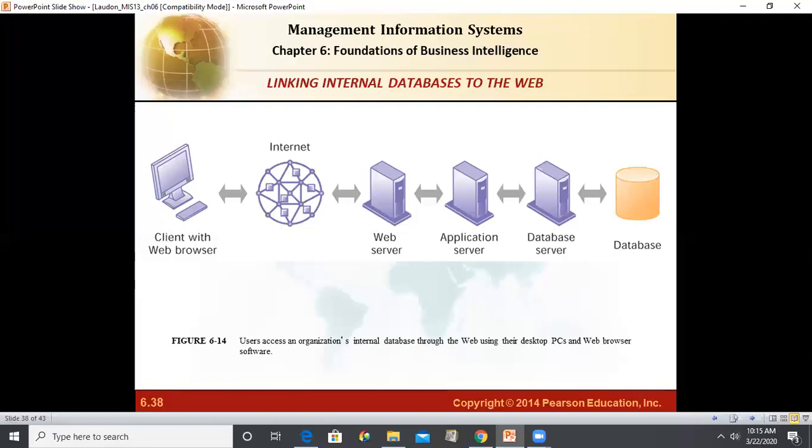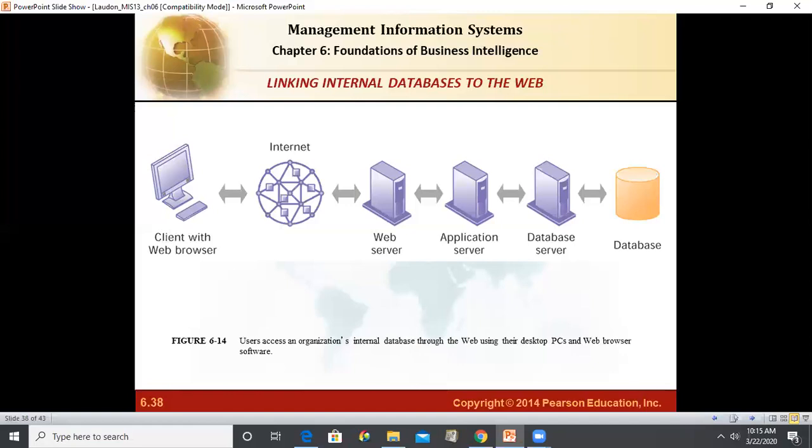Although each of these software functions is represented by separate computers in this illustration, in fact, all of these servers can and often do reside in just a single computer as software.